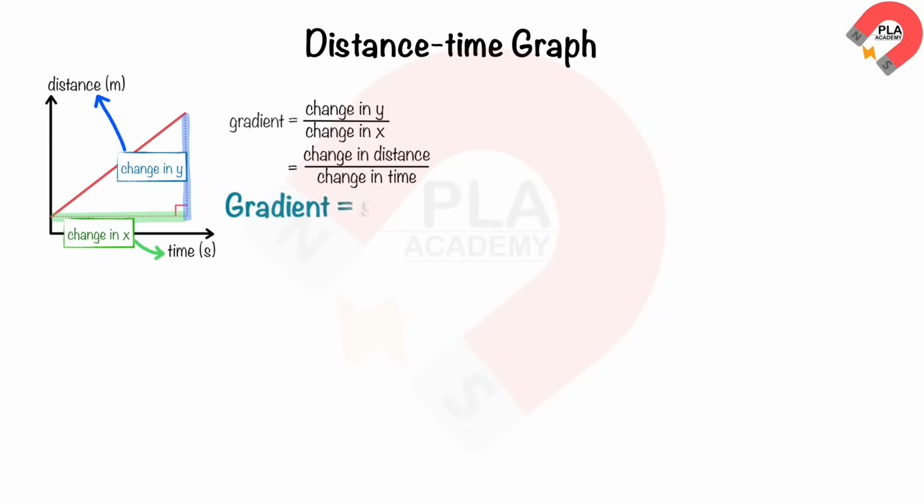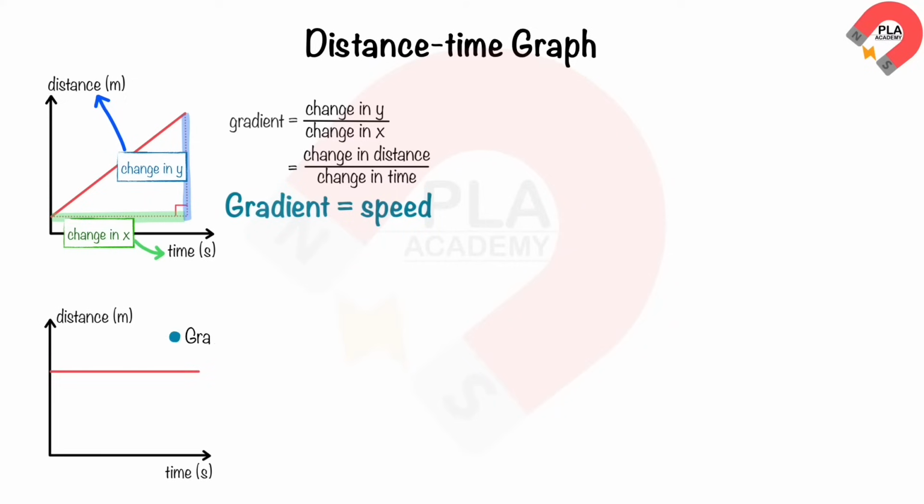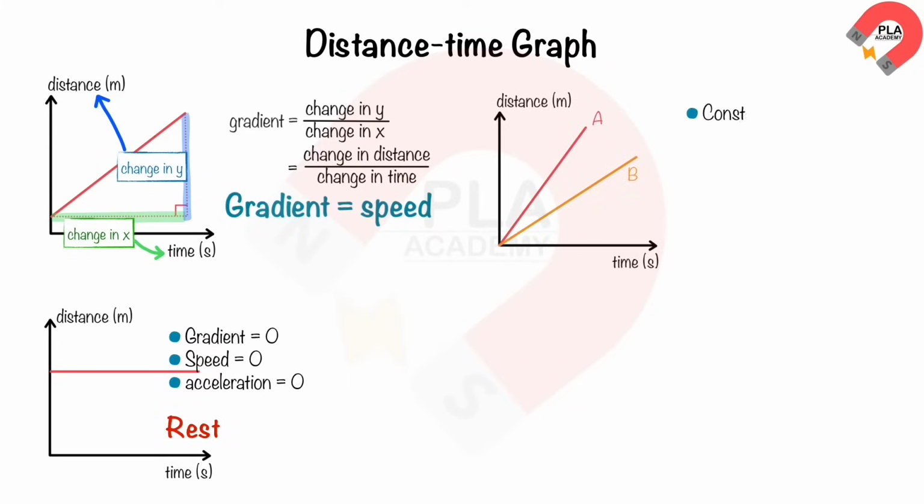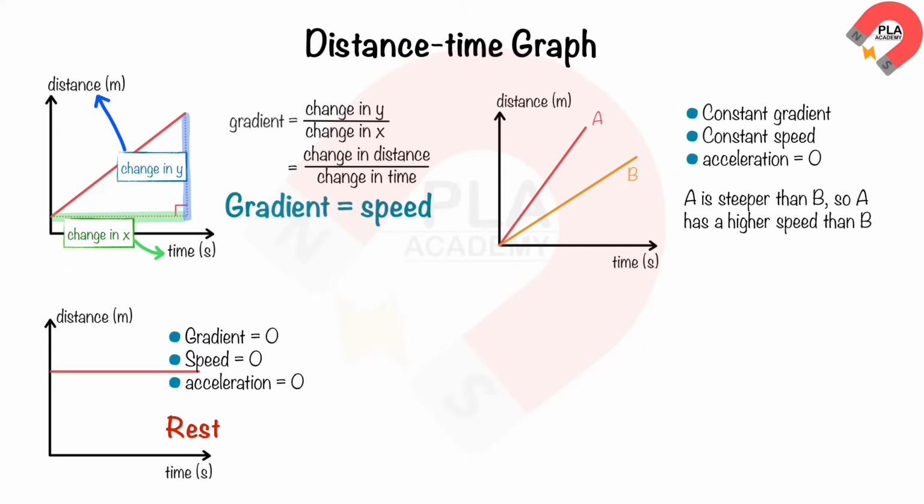Since the gradient of the graph is the speed of the object, a horizontal line graph with zero gradient indicates the speed is zero and no acceleration. So, the object is at rest. A straight line graph with constant gradient indicates the object is moving at a constant speed and no acceleration. A is steeper than B, so A has a higher speed than B.